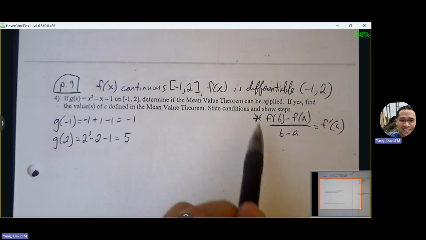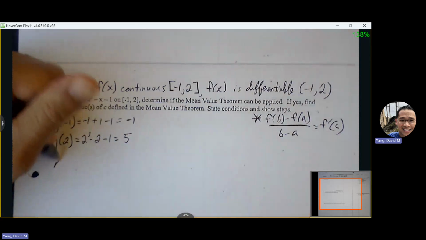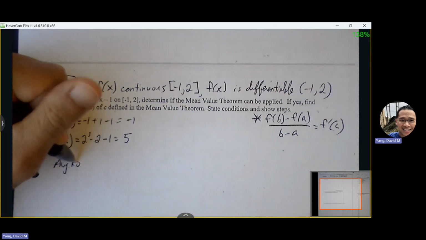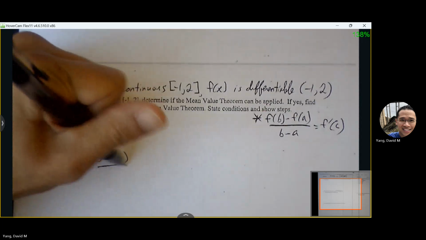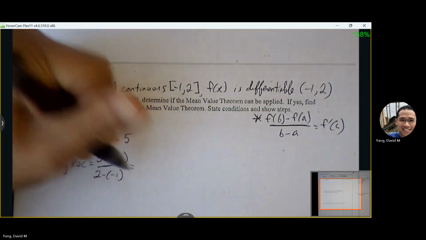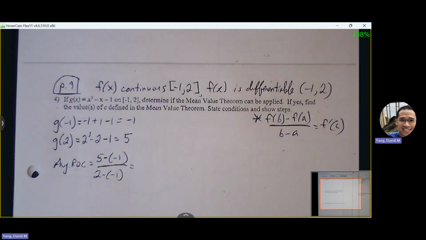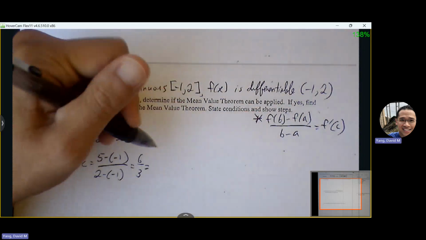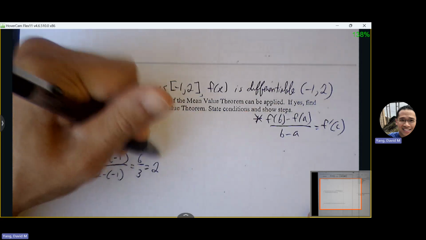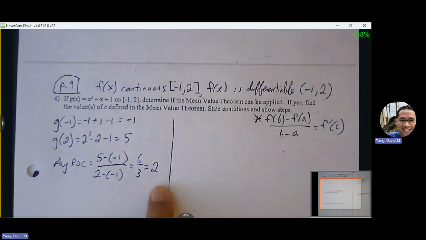Slope between the endpoints, change in y over change in x. That's your average rate of change. Six over 3 is 2. So this is my average rate of change. This is the slope between the endpoints. This is how we're going to tell the derivative what to look for.